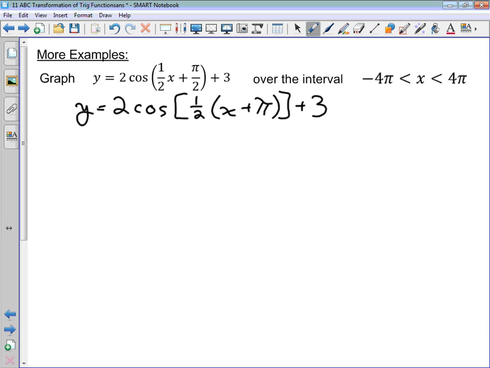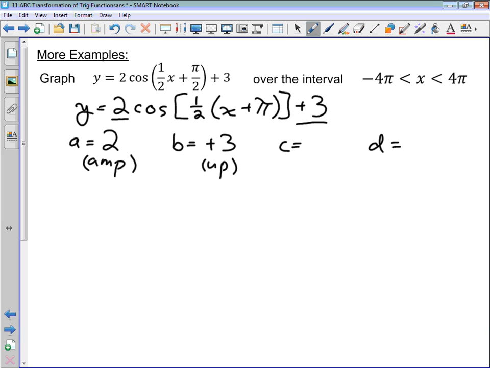plus 3. Now that I have it in standard form, I can identify the values of these four parameters, a, b, c, and d. And then we're going to use a, b, c, and d when we do that transformation using the mapping notation. So a here is our amplitude, 2. B is our vertical translation, positive 3, meaning this is being translated up. I'll write down that a is our amplitude. Okay, this is our vertical translation.